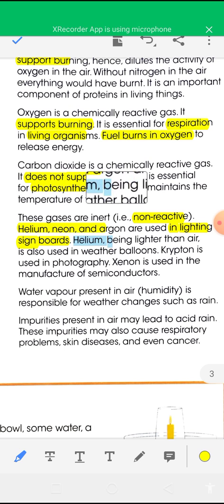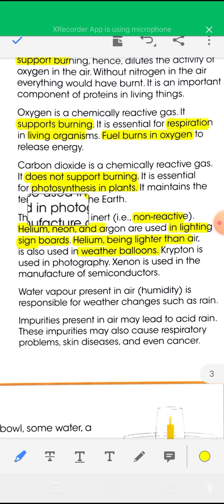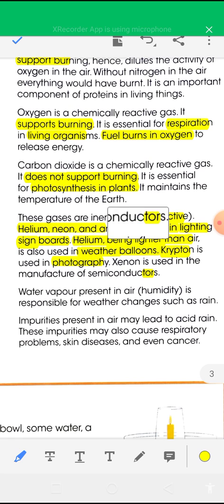Helium, being lighter than air, is also used in weather balloons. Krypton is used in photography. Xenon is used in the manufacture of semiconductors. So these are the uses of different noble gases.